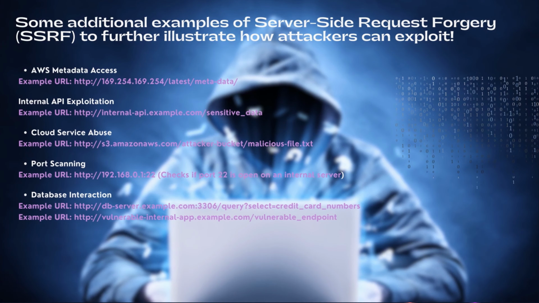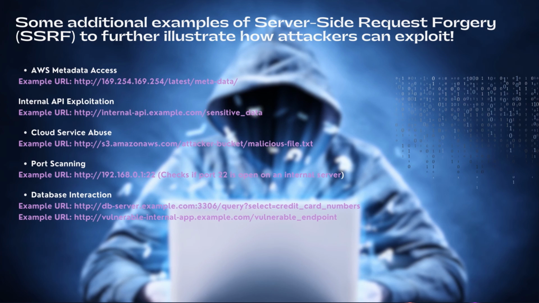Moving forward, let's discuss some examples of server-side request forgery to further illustrate how attackers can exploit this vulnerability. So the first example that we have is AWS metadata access. An attacker sends a crafted URL to the web application, directing it to access the AWS metadata service endpoint. This service provides valuable information about the server's identity, including access credentials, instance information, and security group details.